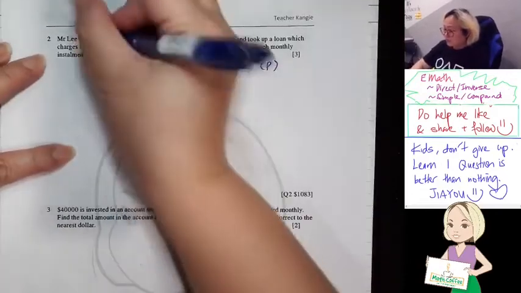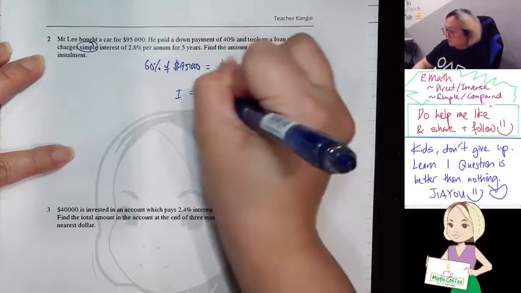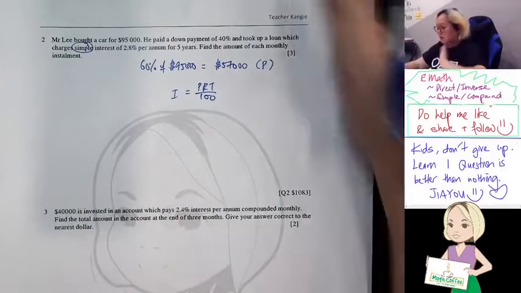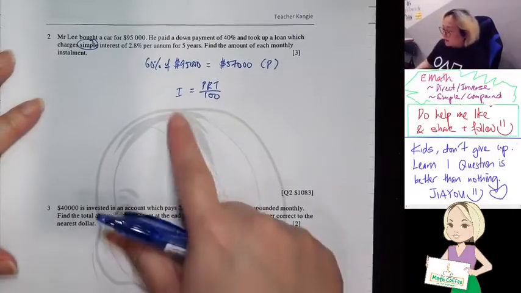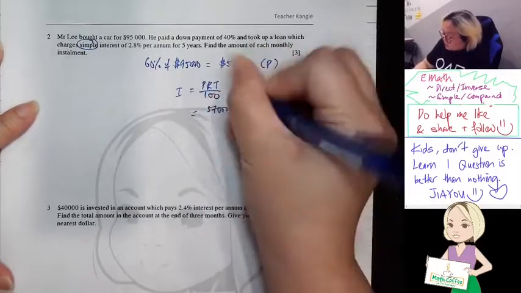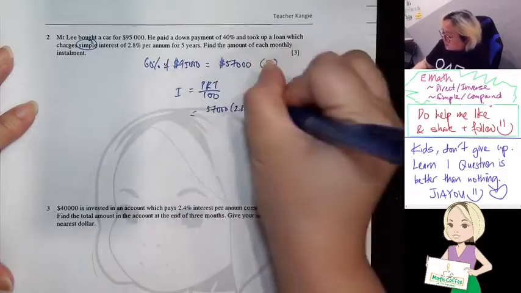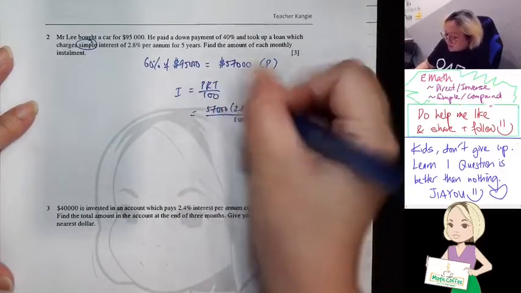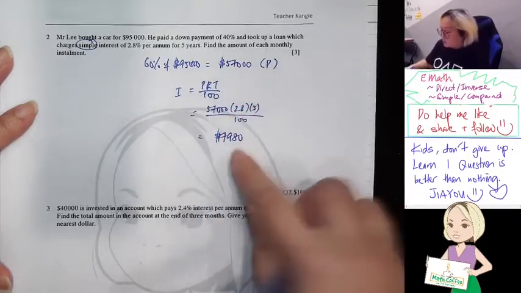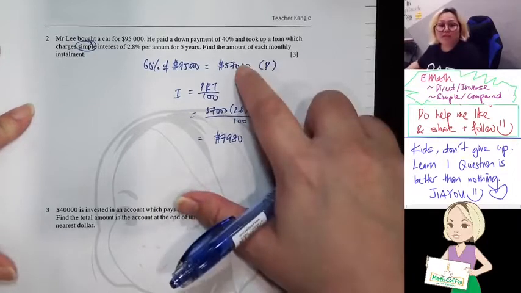Again, because it is simple interest, I'm going to use I equals PRT over 100. I already taught probability already. So I is equal to PRT over 100. It will be 57,000, the rate is 2.8, the years is 5, over 100. And we get 7980. So now this is the interest that they will charge him if he borrows $57,000.